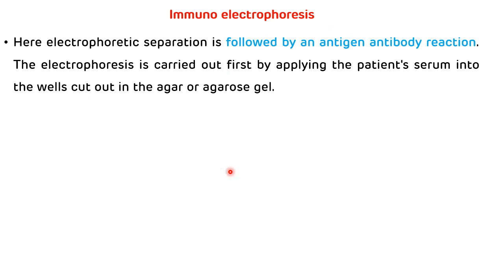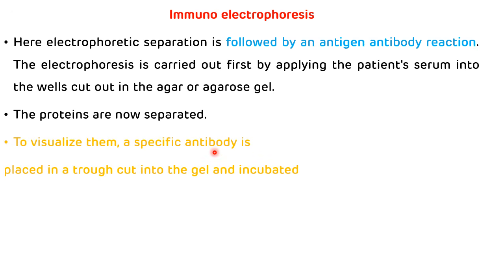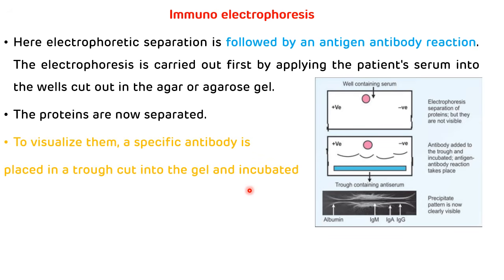Second type is immunoelectrophoresis. As the name suggests, in immunoelectrophoresis, there is an antigen antibody reaction. Electrophoresis is carried out first by applying the patient's serum into wells cut out in the agar or agarose gel, and then proteins are separated. After that, to visualize them, specific antibody is placed in the cut into the gel, and then they are incubated. So these are the electrophoretic separations of proteins, but they are not visible. So antibodies are added to the well and incubated, so the antigen antibody reaction takes place and the bands are visible. So that is immunoelectrophoresis.